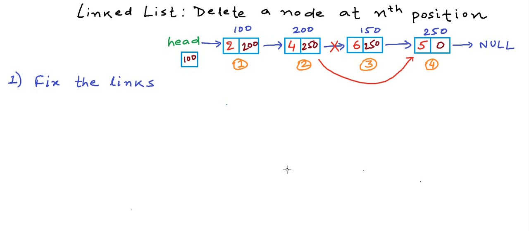Now, fixing the links is not good enough, because all that we do when we fix the links is detach the node from the linked list so that it is no more accessible, but it is still occupying space in the memory. As we know, a node is allocated space from what we call the dynamic memory, or the heap section of the memory. We have talked about this earlier.